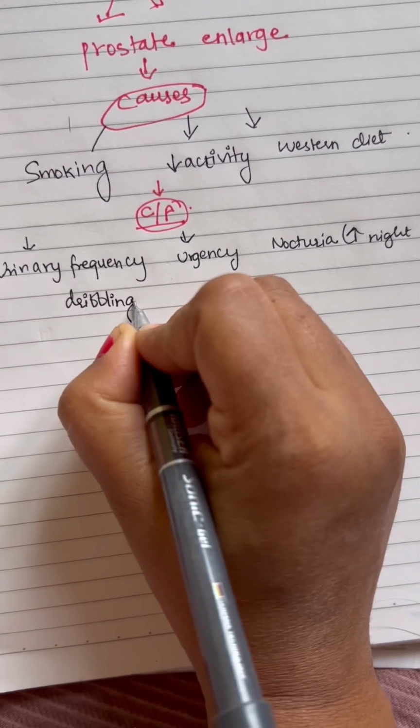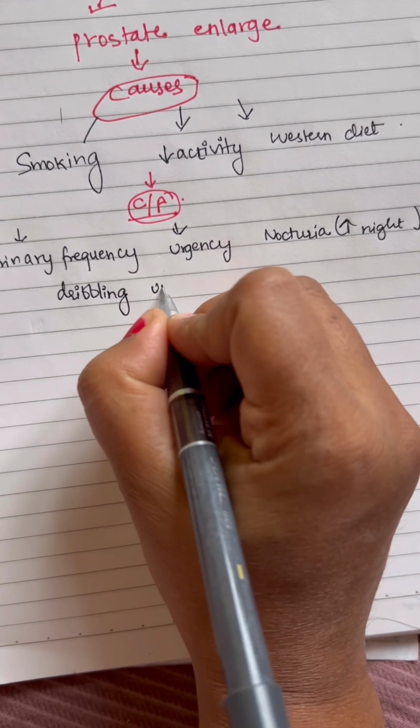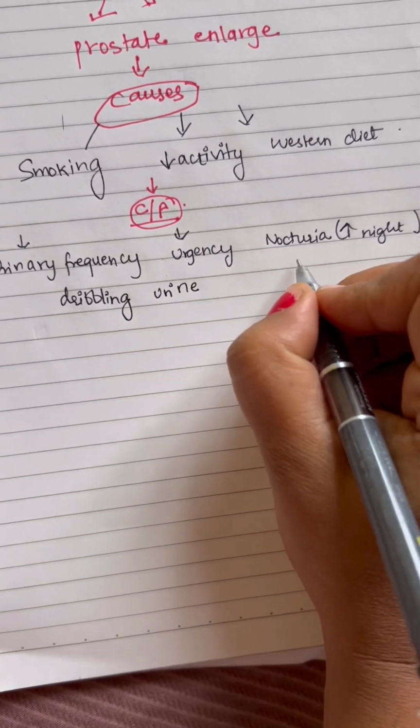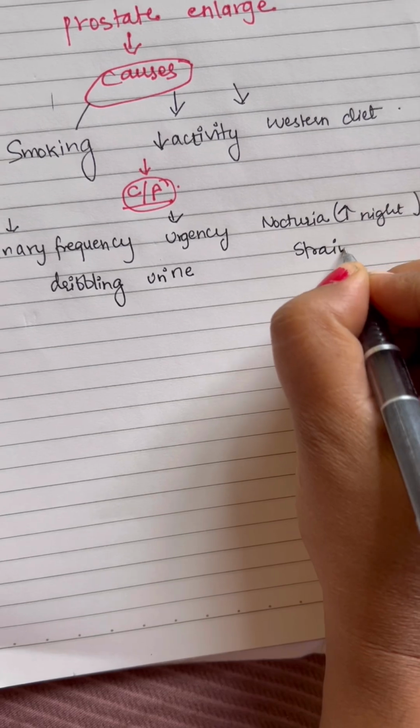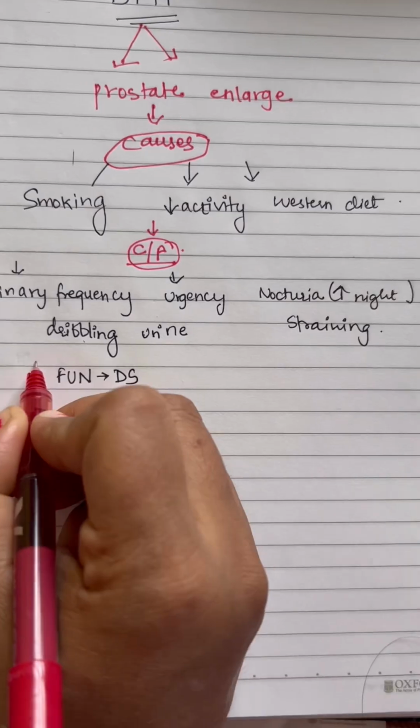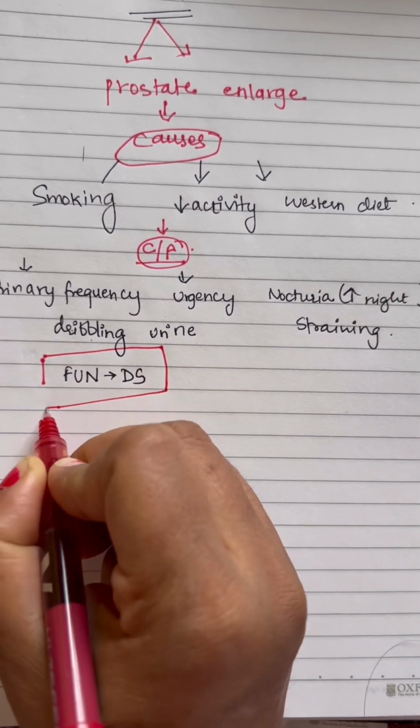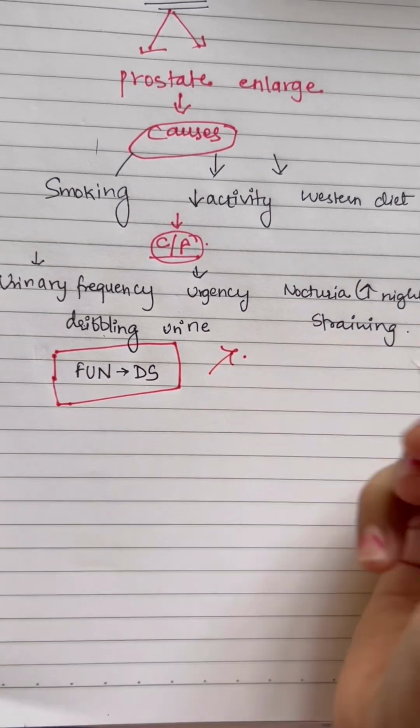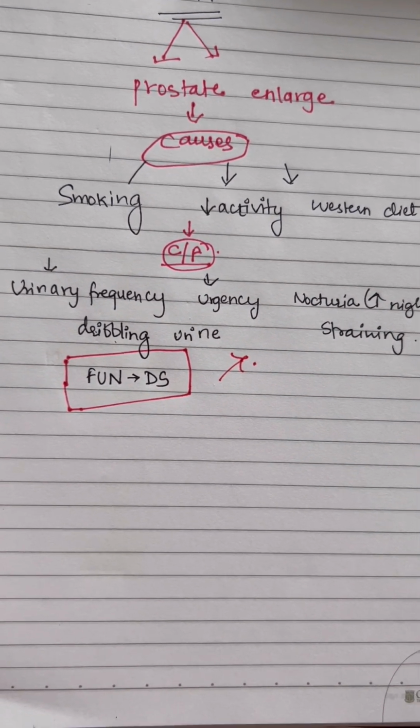dribbling urination and straining of urine. So always remember FON-DS. It is a mnemonic which will help you to remember the clinical features of BPH.